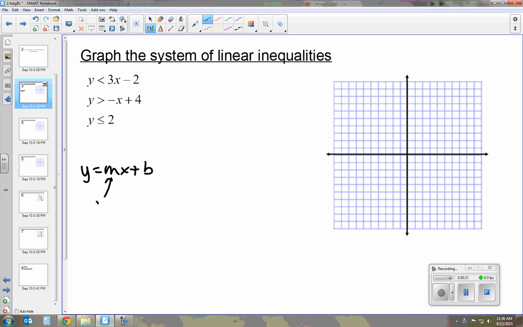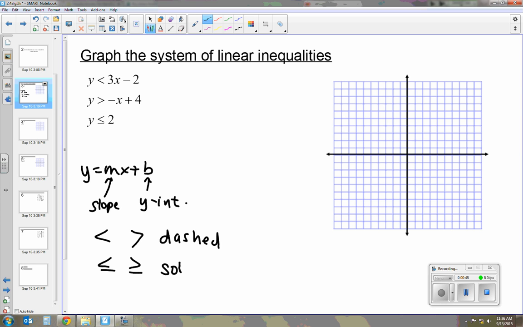We have to remember that m is our slope and b is our y-intercept. And that when we graph in slope-intercept form, we graph our y-intercept first and then our slope. Also with linear inequalities, if we have the less than or greater than symbol, our line is going to be dashed. And if we have a less than or equal to or greater than or equal to symbol, our line is going to be solid.